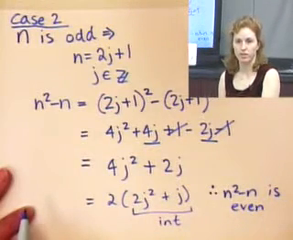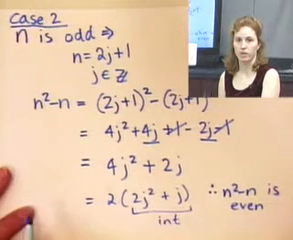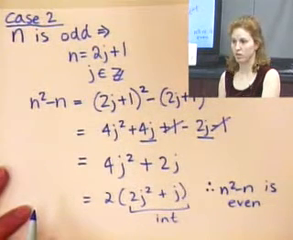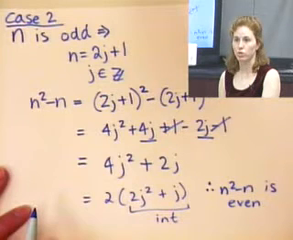And since for both cases we have that n squared minus n is even, then we know that n squared minus n is always even, because all integers are either even or odd.